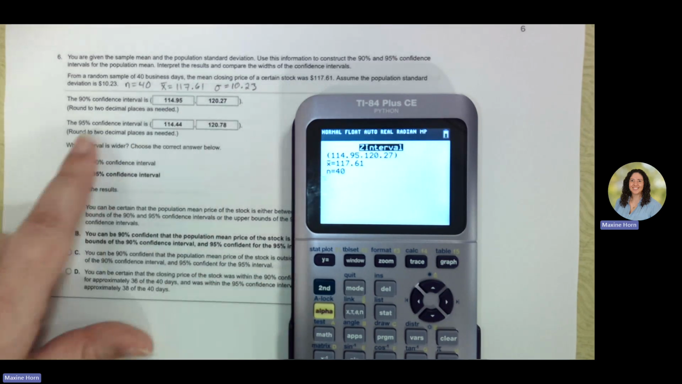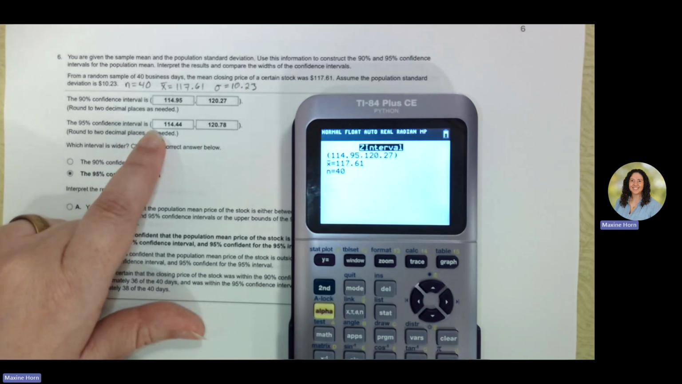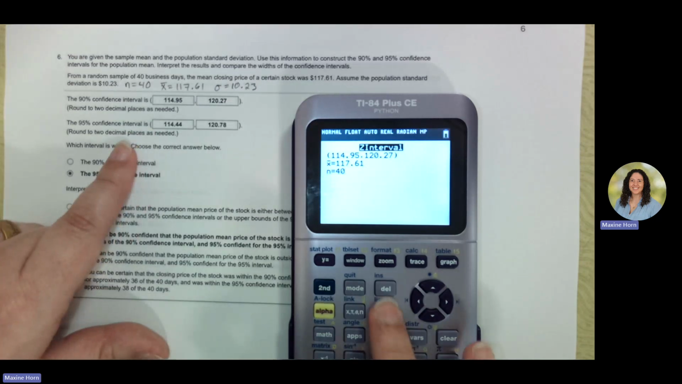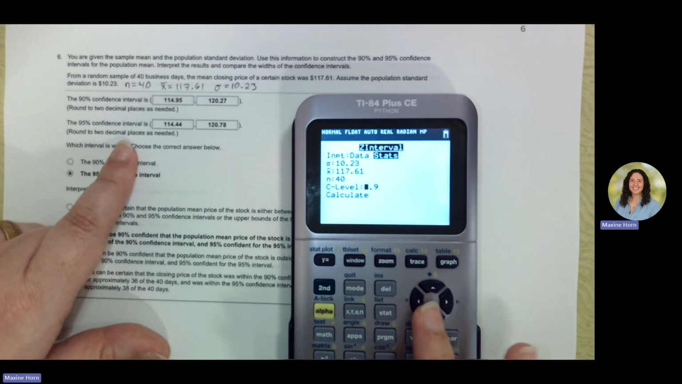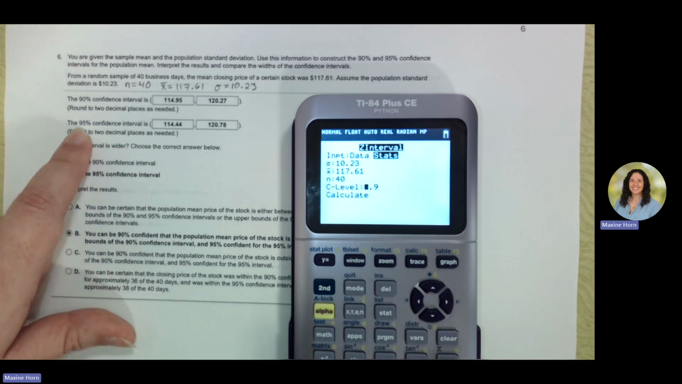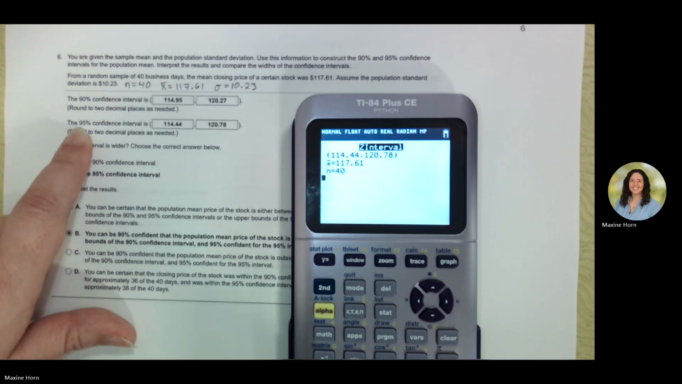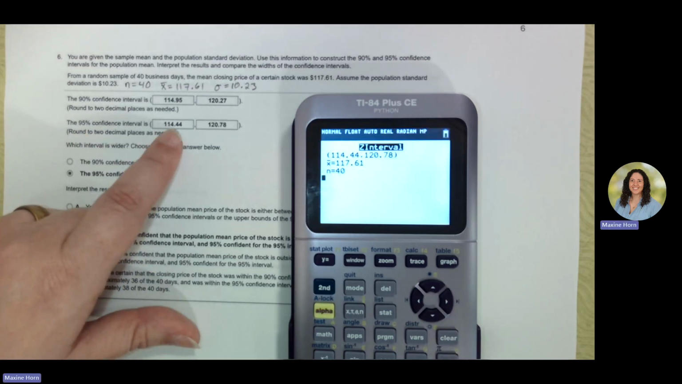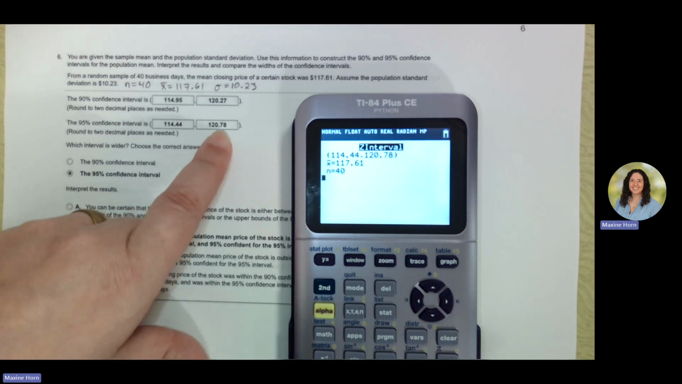Okay, all right, so now we need to do the 95% confidence interval. So we're going to go back to stat test number 7, and everything's going to stay the same except we're going to change this to 0.95. So that's how we're getting this answer. Slightly different, 114.44, 120.78. Okay, so now they want us to say which interval is wider.